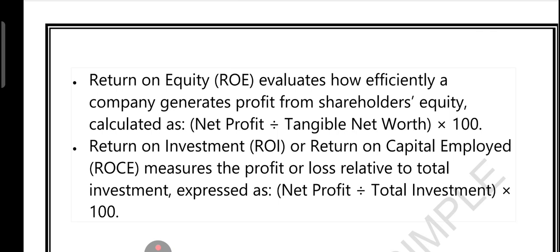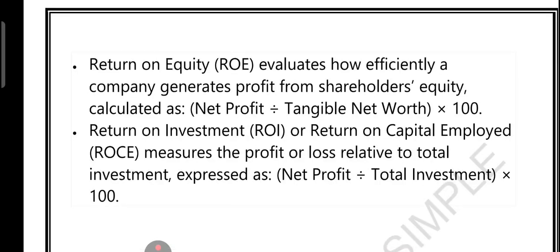So it shows how efficiently profit is generated using the shareholder money. So we are talking about ROE. ROE means return on equity. In the numerator of the ROE we write the net profit. In the denominator we write the tangible net worth, multiplied by 100. That will give you ROE. It shows how efficiently profit is generated using the shareholder money. We have the shareholder money, how efficiently we are able to generate the profit. That is what is shown by ROE.